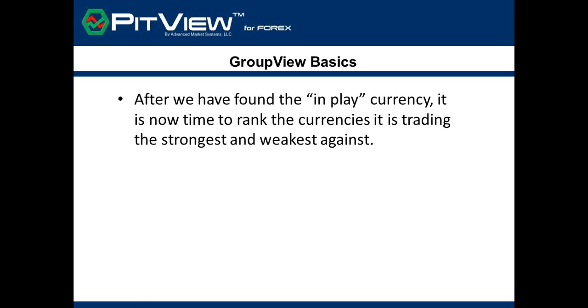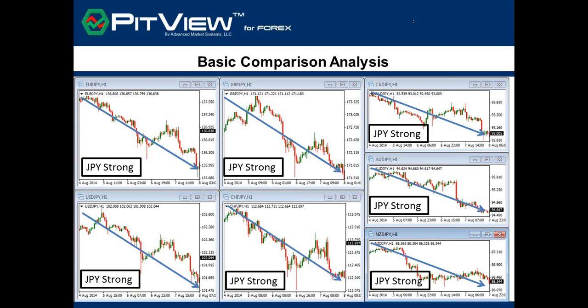Against from strongest to weakest. Now for this we use what we call group view. Now the purpose of group view is this. Let's go back to the charts and look at comparison analysis. When you look at the yen versus all these other currencies on here, what you see is, of course, the yen is strong versus all these other currencies.